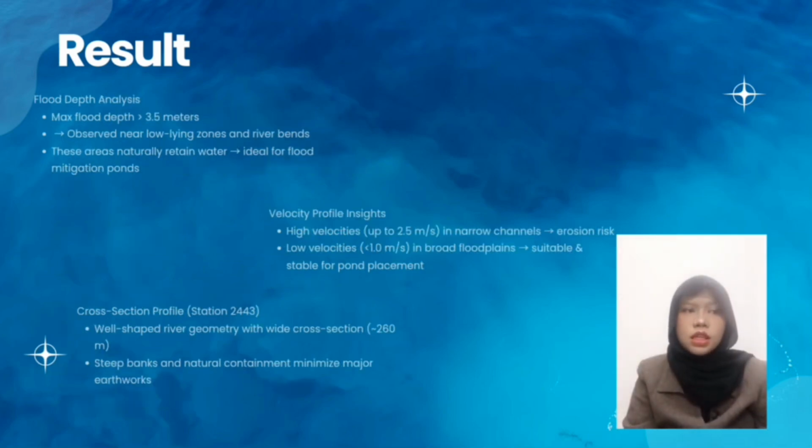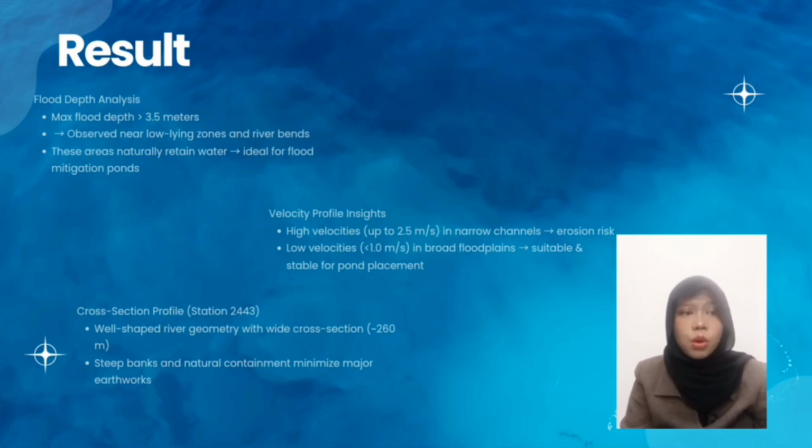For flow depth analysis, the flow depth is higher than 3.5 meters near low-lying zones and the riverbed. This area naturally retains water, so it is ideal for flood mitigation ponds. For velocity profile, high velocity up to 2.5 m/s in narrow channels poses erosion risk. For low velocity, below 1.0 m/s in the broad floodplain, it is suitable and stable for pond placement.